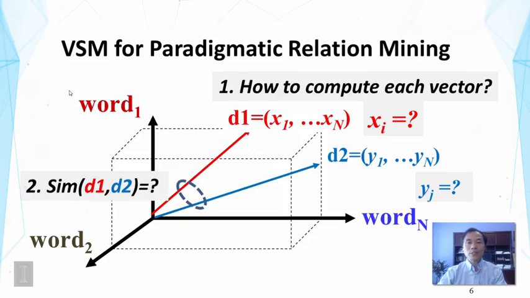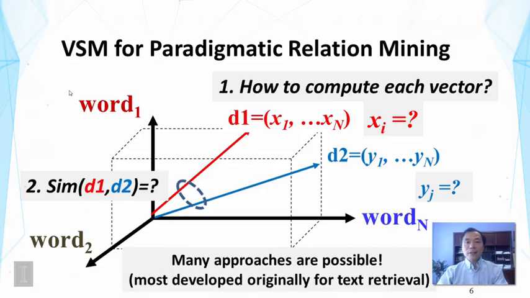And the other question is, how do you compute the similarity? Now, in general, there are many approaches that can be used to solve the problem, and most of them are developed for information retrieval. And they have been shown to work well for matching a query vector and a document vector. But we can adapt many of the ideas to compute the similarity of context documents for our purpose here.